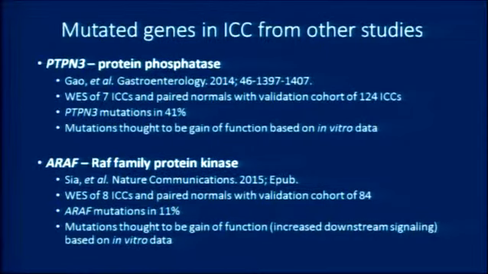The ARAF protein kinase, which is in the RAF family, this again I think is going to be discussed later in the meeting, but it was in about 11% of patients. So there are other genes other than the chromatin remodeling genes that do seem to be important.